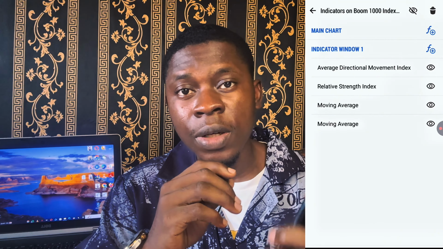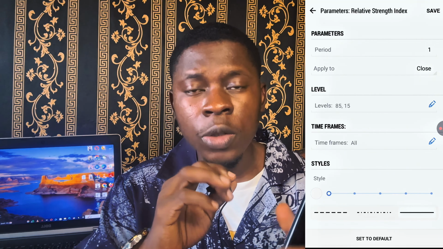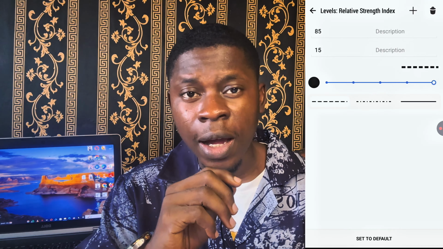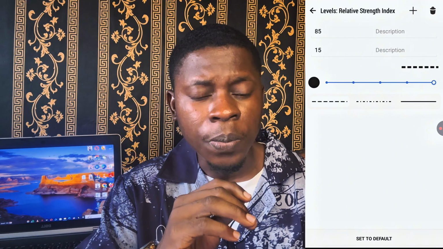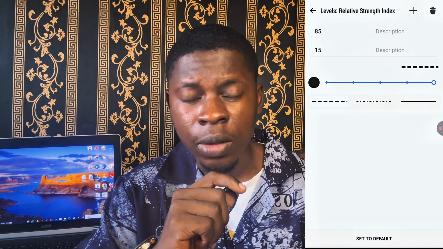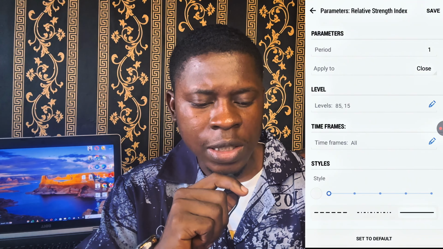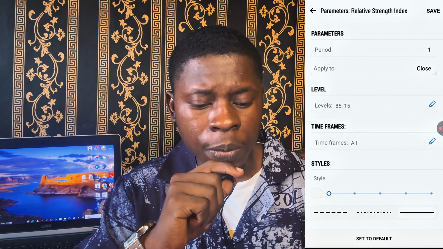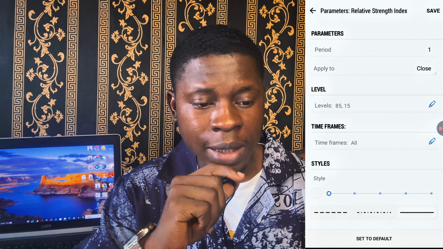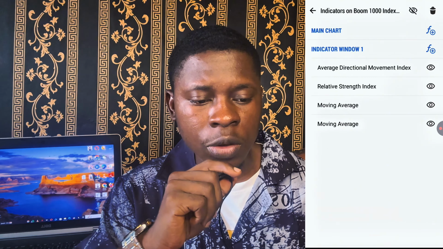Then you want to add the relative strength index. When you add the relative strength index, you put the period to 1, then you apply to close. Then for the levels, you put on 85 and 15. Then on the style, you set that to 4 pixel with this first trend line. Then you go back after that. When you go back, you want to set the style right here. You put the style right here to 1 pixel with color white, with this trend line at the very point. Then you click on save.